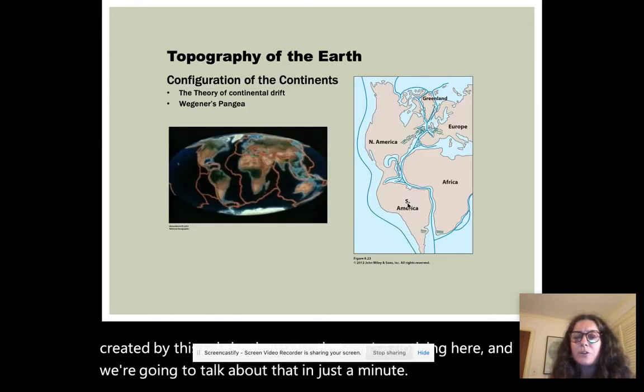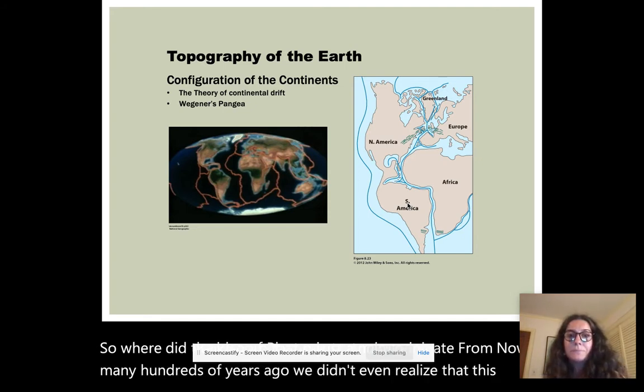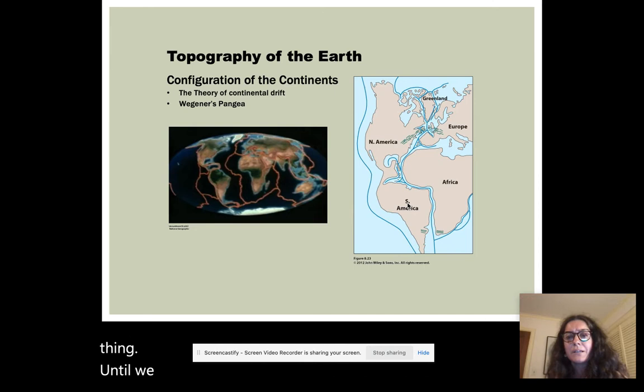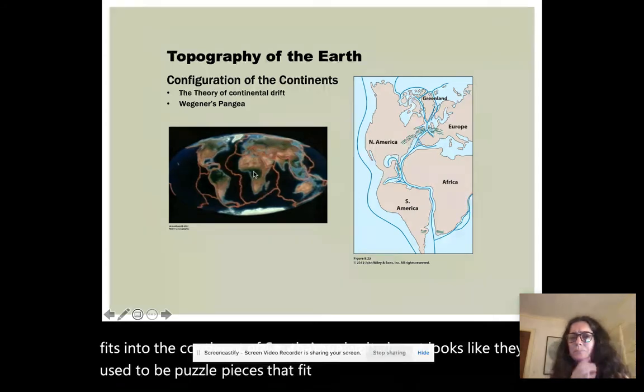So, where did the idea of plate tectonics originate from? Many hundreds of years ago, we didn't even realize that this was a thing until we started recognizing that the way Africa as a continent fits into South America, it almost looks like they used to be puzzle pieces that fit into one another.